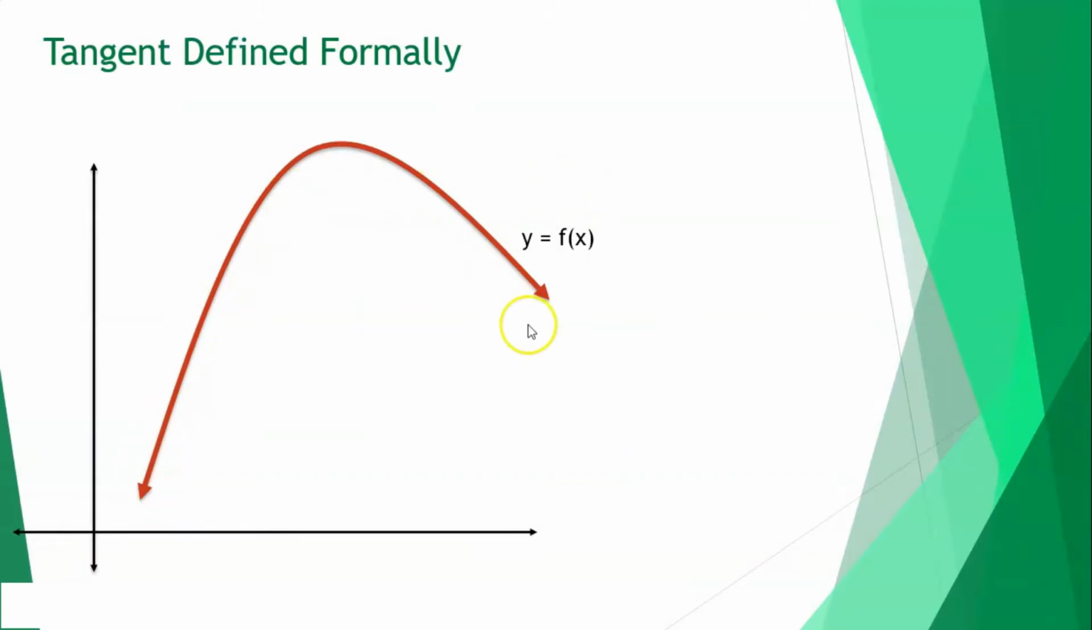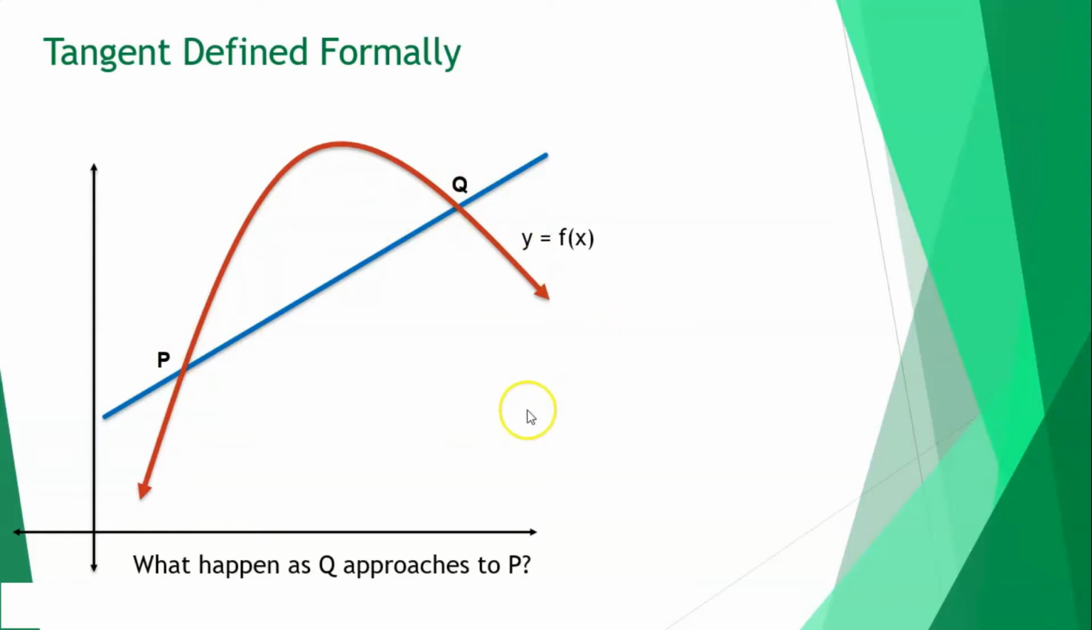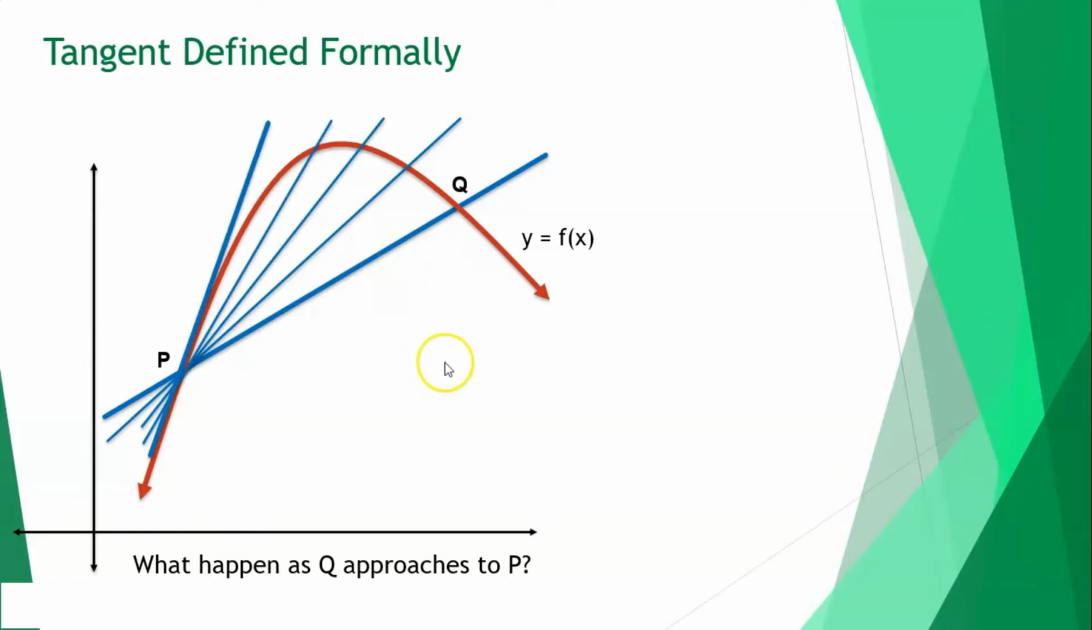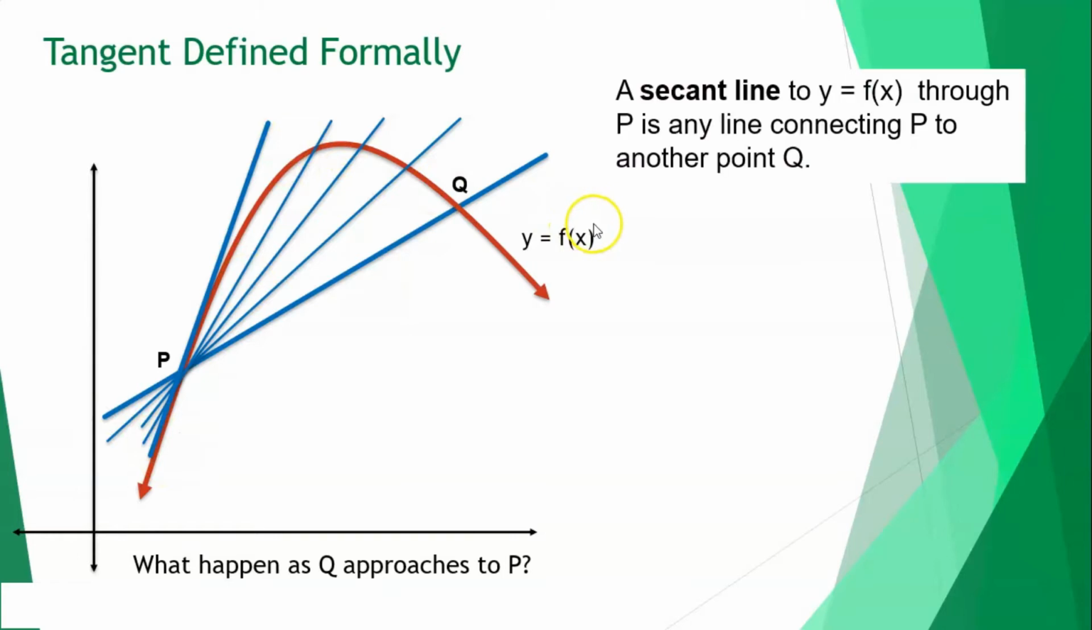Now, given this curve, which is y is equal to f of x, we have here line PQ, which is actually a secant line. Question: what happens as Q approaches P? So, with this Q moving to P, you try to look at what happens to the secant line. So again, as Q approaches P, the secant line PQ eventually becomes a tangent line.